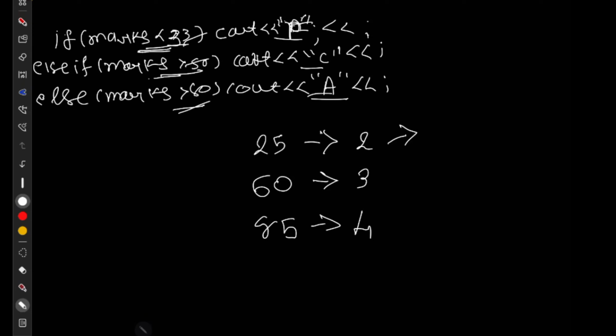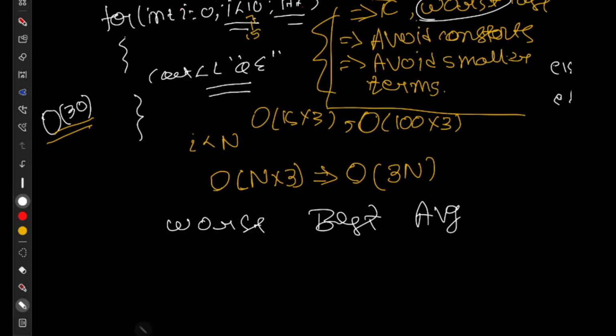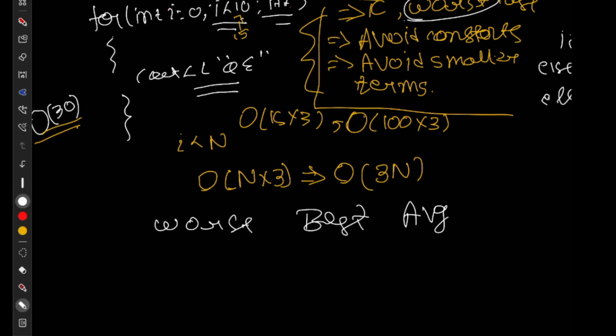So what is the best case? In the first trial, the output is true. This is the best case. What is the worst case? The output comes at the last, for a large number of inputs. This is the worst case. All other cases between the best and worst case are called average cases. So time complexity is written for the worst scenario. This is the first rule.